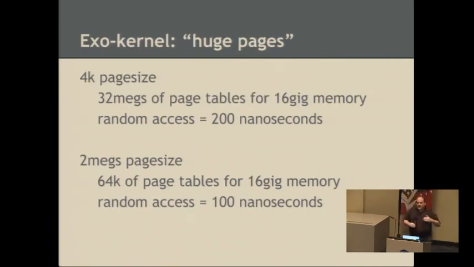But I can then choose something called huge pages instead. Huge pages are 2 megabytes in size. Do the math, that means I only need 64K of paging tables. 64K fits easily in the cache. And then my random access speed goes down to 100 nanoseconds, and my DNS server goes quite a bit faster. So this one change is about a 50% increase in the speed of the DNS server.